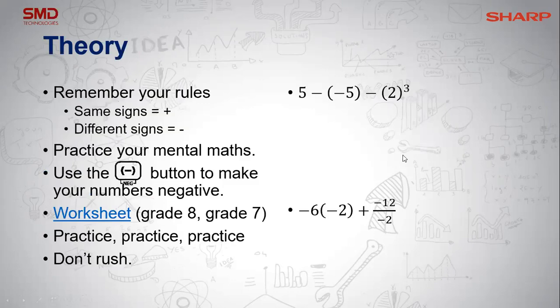Okay, integers. So remember your rules. When you multiply same signs or divide by same signs, your answer is always a plus. So whether you say plus times a plus, or minus times a minus, or minus divided by minus, your answer will always be a plus. When you multiply different signs together, your answer will always be a minus. So minus times a plus is a minus, plus divided by a minus is a minus, and so on. Again, you need to practice your mental maths. Then use the negative button on your calculator to make your answers negative and not the minus sign. That will give you an error.